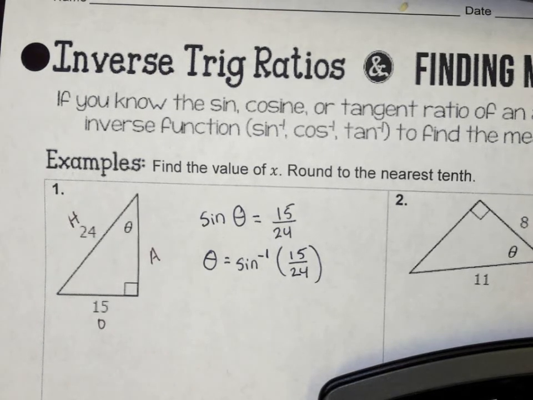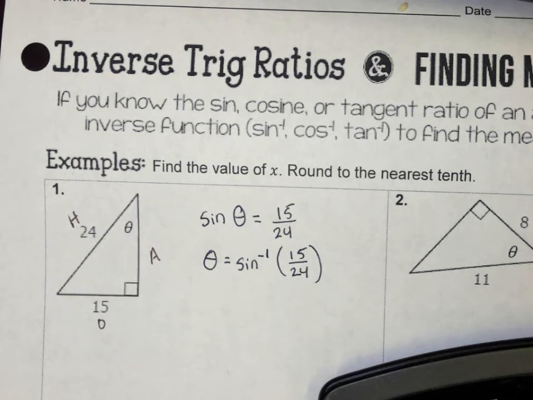This is inverse trig ratios. I already started the first problem, but we're still going to record this. On this first one, Juan labeled for us. Label the hypotenuse is 24, opposite is 15, adjacent is the empty side.